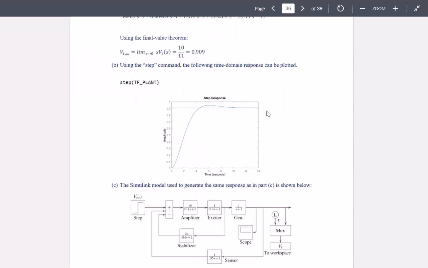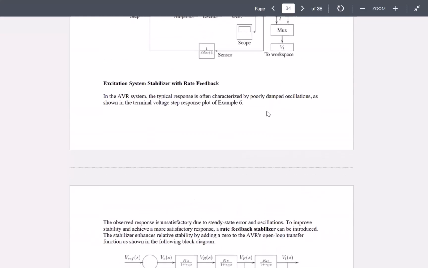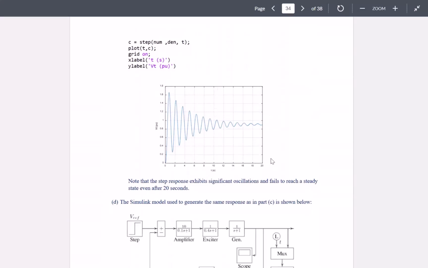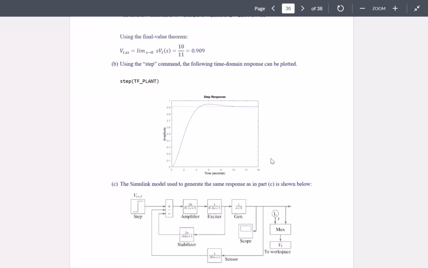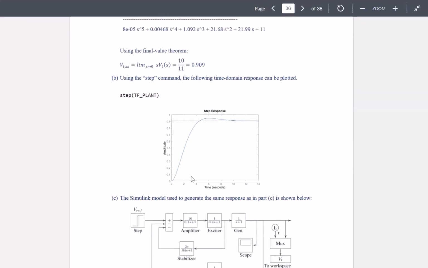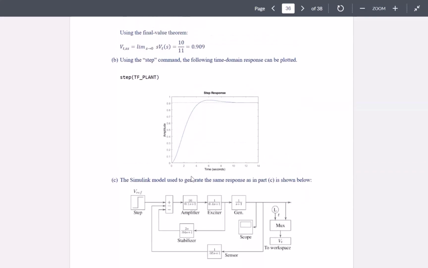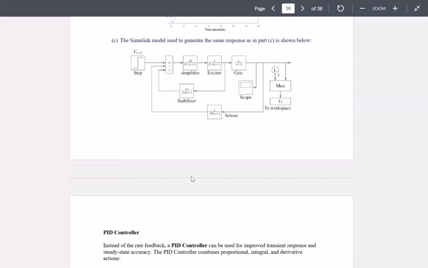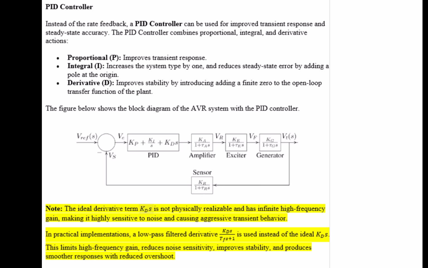It is much, much more stable than the response that you had before. So previously you had 20 seconds and still not steady state, but now you are taking 14 seconds and there are not many oscillations. You reach your steady state pretty much. But the problem is that the voltage is still not at 1 per unit, it is 0.909. So still you have some error, but at least your response is stable. So we improved. Now in the next step, we're going to use a PID controller.